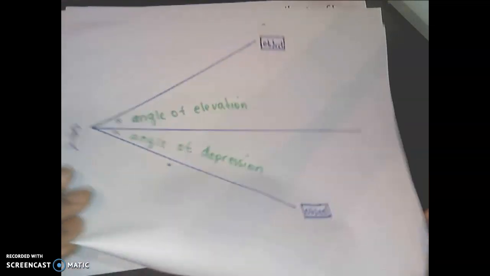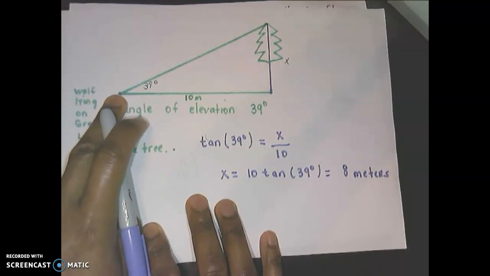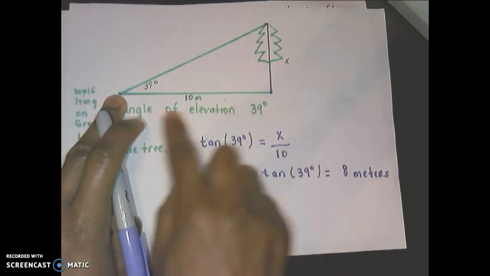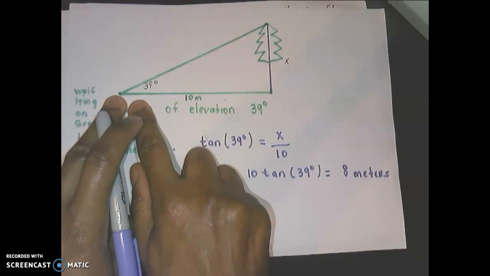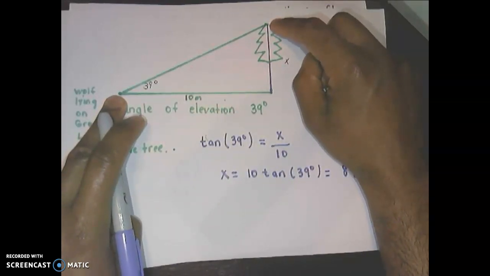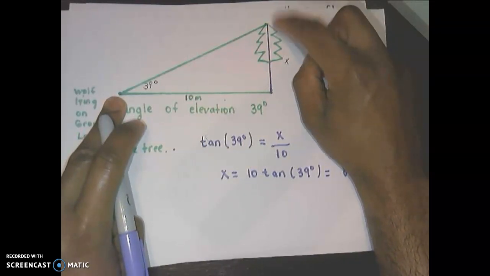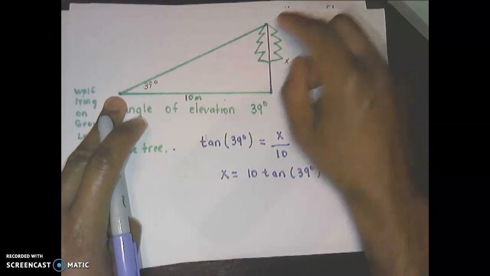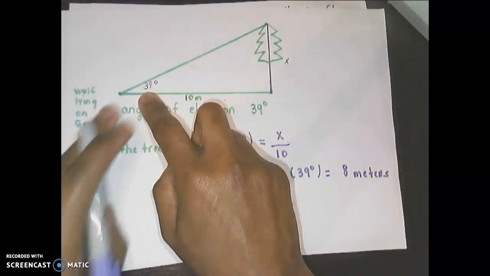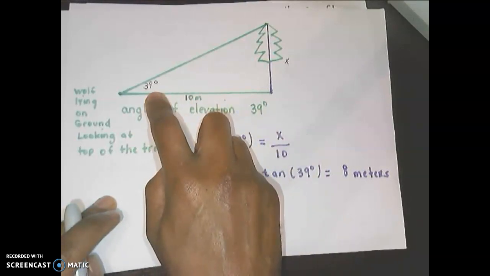All right, so let's look here. We have Wolf laying on the ground. So Wolf is here laying on the ground. He's 10 meters away from the base of the tree, and he's looking up at the top of the tree. So the object that he's looking at is upward, so we know that this is going to have to be an angle of elevation. And so it's given that the angle of elevation is 39 degrees.